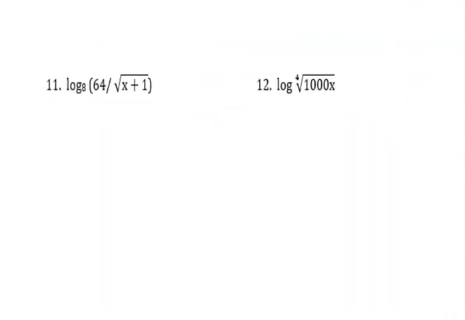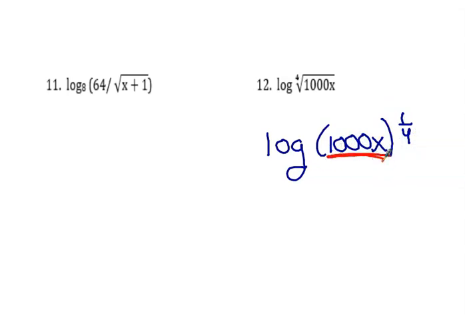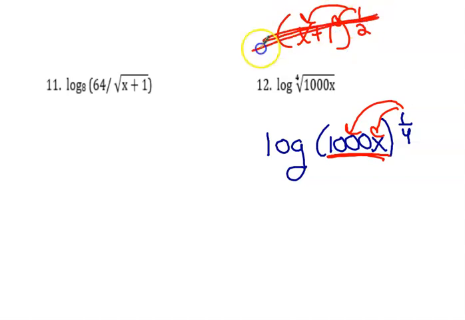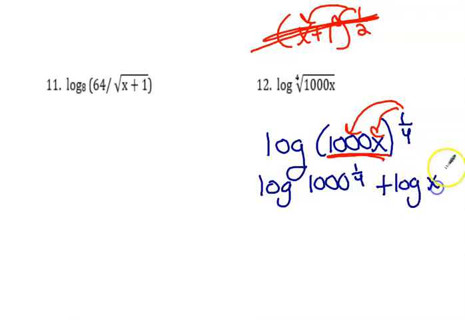So what does this mean? I have log of 1,000 x to the 1/4. Again, this is multiplied together, so I can actually break these apart and give them both a 1/4. That is not the case when it's x plus 1. I could not just break it apart and give it to both. That is not the case if it's a plus or a minus. That's 1 unit. This, break it apart. Log of 1,000 to the 1/4, plus log of x to the 1/4.